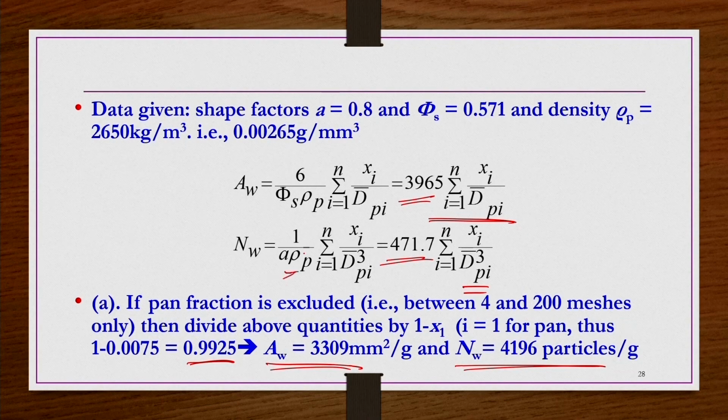Here the densities etc. are taken in gram per mm cube, because we want to report these values in mm square per gram. Also, in the question it is mentioned to report them in mm square per gram.